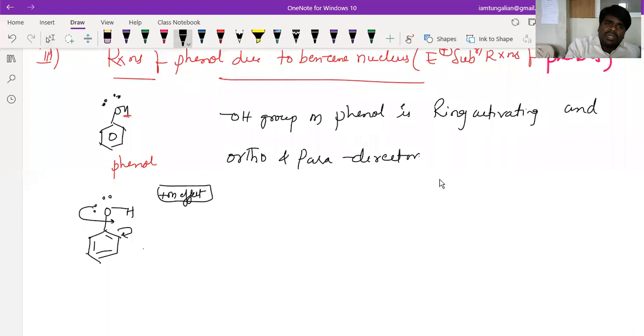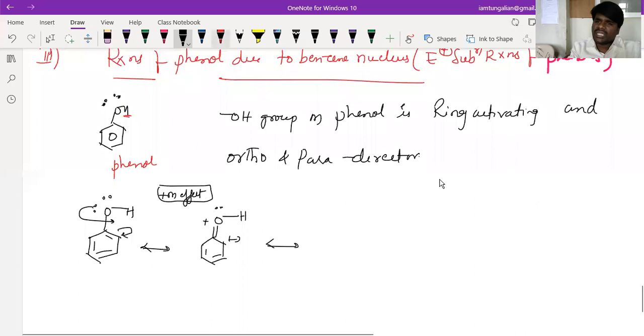So what happens? Here it will produce resonating structures something like this. Here you get a negative charge, here a pi bond and here a pi bond. In the next structure, this pi bond will shift here. If this pi bond is shifted here, then this negative charge will be converted into a pi bond.